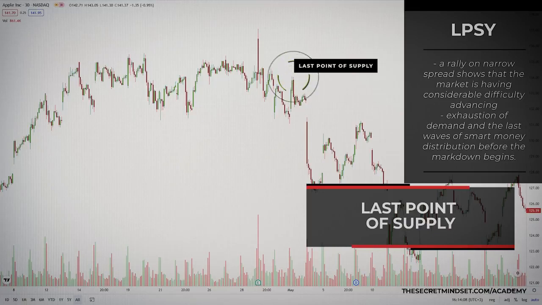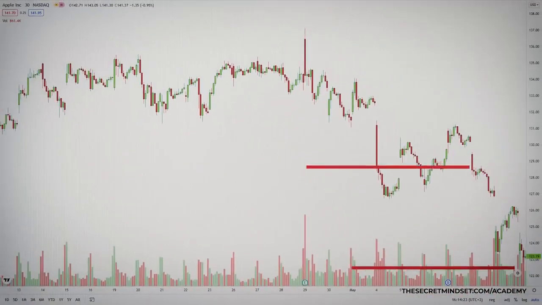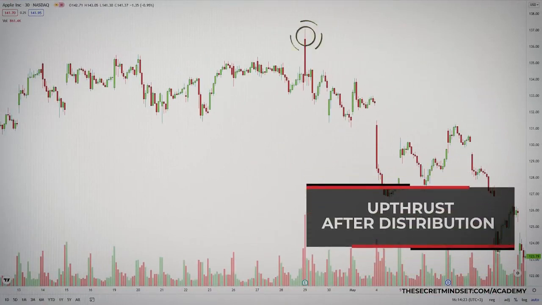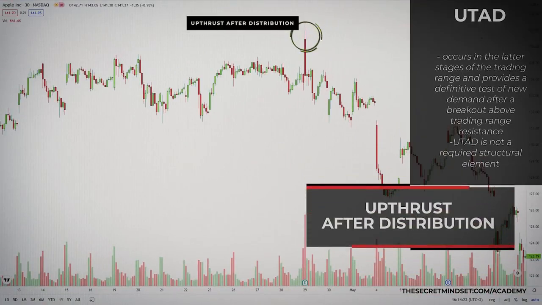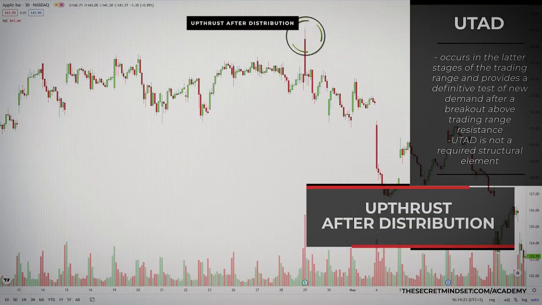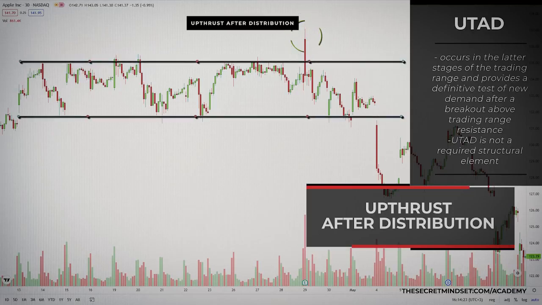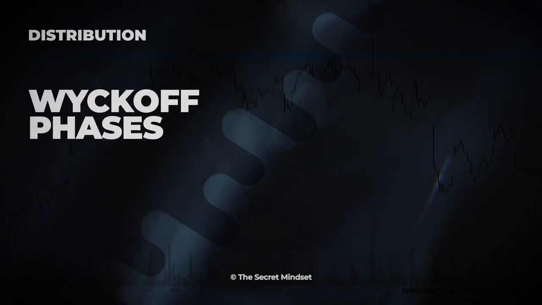The last point of supply represents the exhaustion of demand and the last waves of smart money distribution before the markdown begins. And finally, we have the upthrust after distribution, which occurs in the later stages of the trading range and provides a definitive test of the new demand after a breakout above trading range resistance. An upthrust after distribution is not a required structural element. And here are Wyckoff phases during distribution.